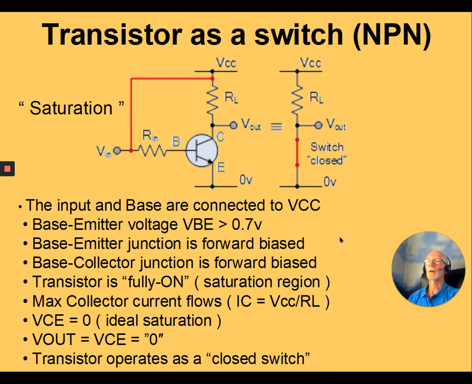In saturation, where our transistor is turned fully on, our base circuit is normally connected through a current limiting resistor up to the supply voltage. And in that case, it's fully on, conducting as hard as it possibly can.